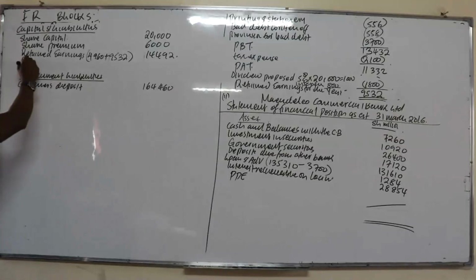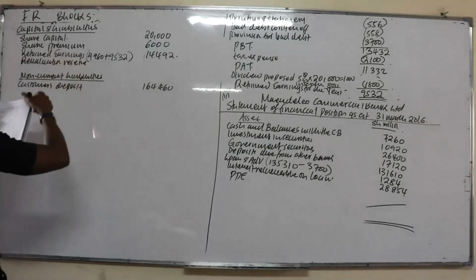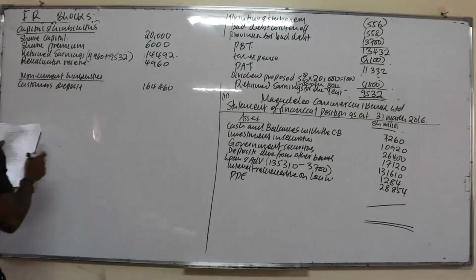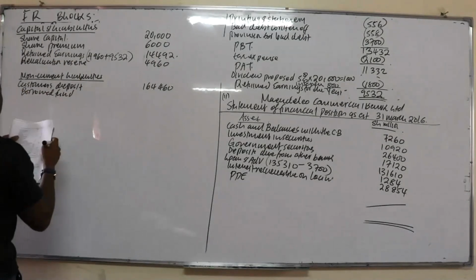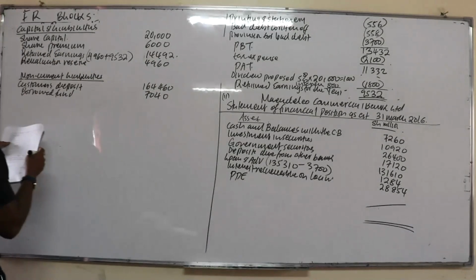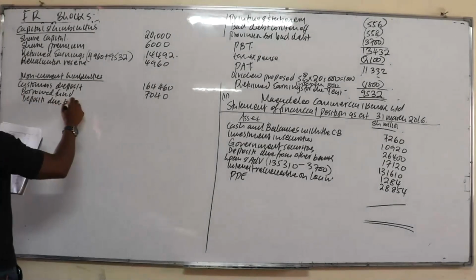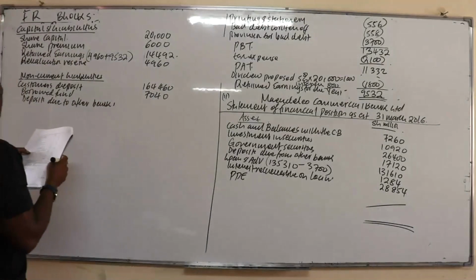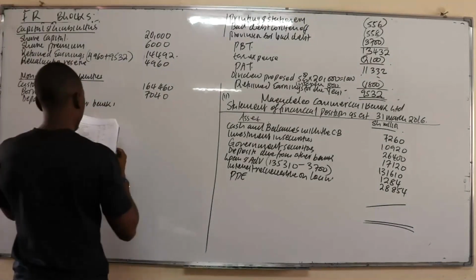Also here we had revaluation reserve. Revaluation reserve is part of capital, an amount of 49,60. Then we had borrowed fund. That's a non-current liability, an amount of 70,40. Then we have deposits due to other banks. How much is the deposit due to other banks? An amount of 12,820.